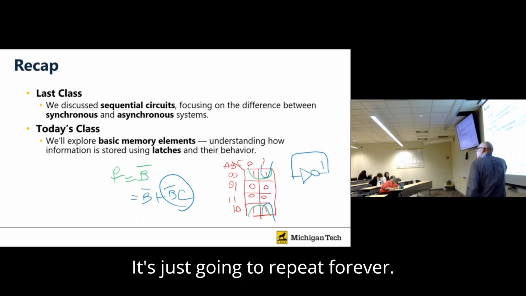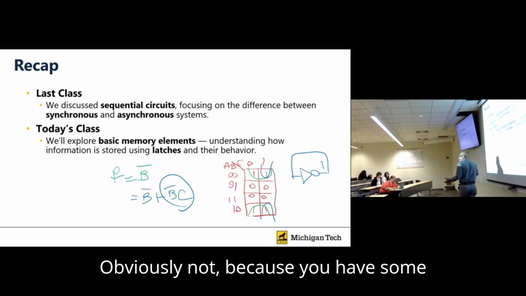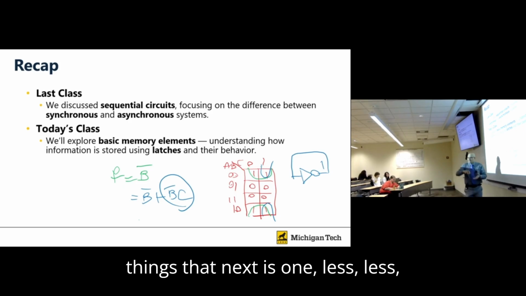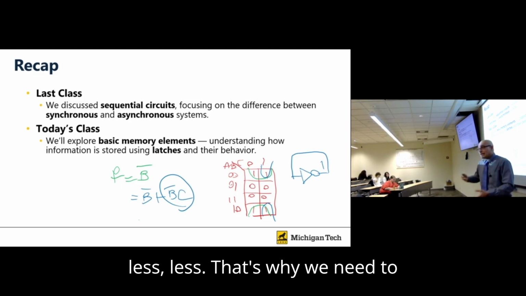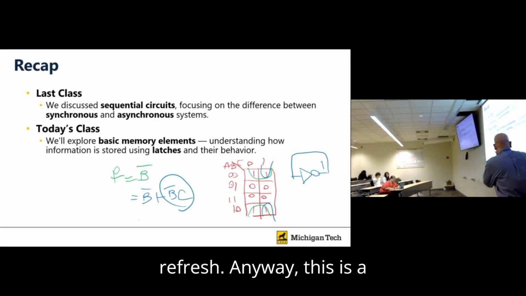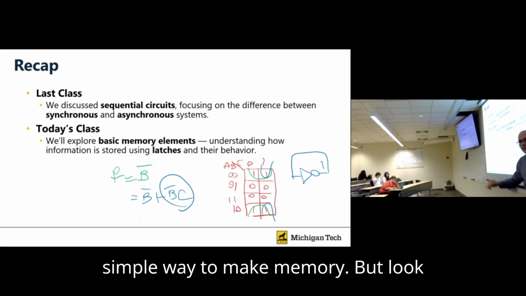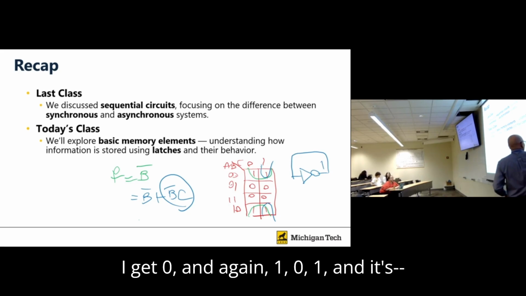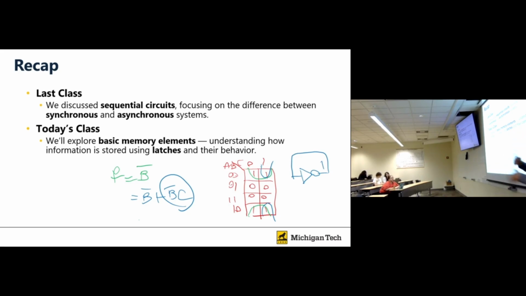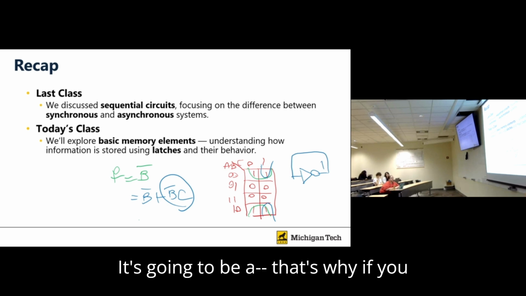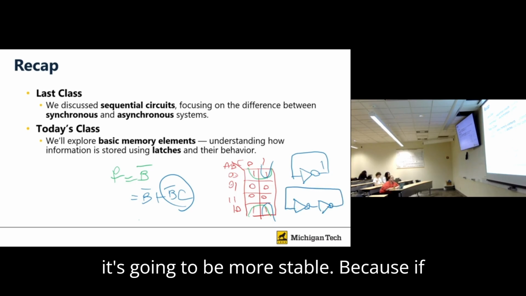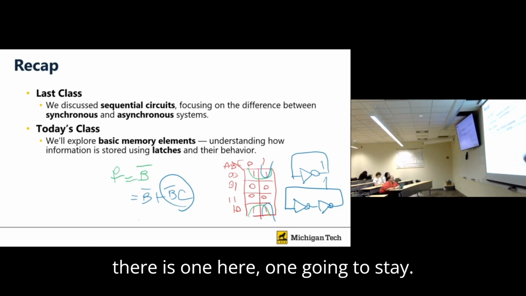It's just gonna repeat forever. Obviously not, because you have some things that make this one less. That's why we need refreshing. Anyway, this is a simple way to make memory. But look at this. This is 1 coming here, gonna get 0, and again 1, 0, 1. That's why if you put 2 NOTs, for example, it's gonna be more stable, because if there is 1 here, 1 gonna stay.